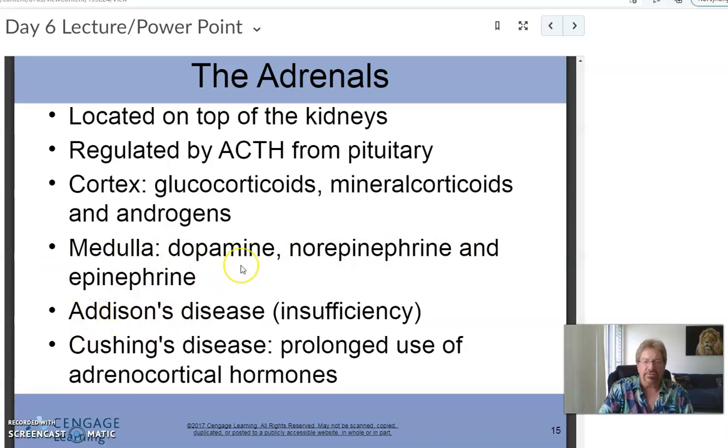An insufficiency of adrenal function, primarily the cortex, is Addison's disease. Remember, guys, you have to add more to bring it to normal, as I remember it. President Kennedy had this. Cushing's disease is an excess of it. Prolonged use of adrenocortical hormones can cause that.